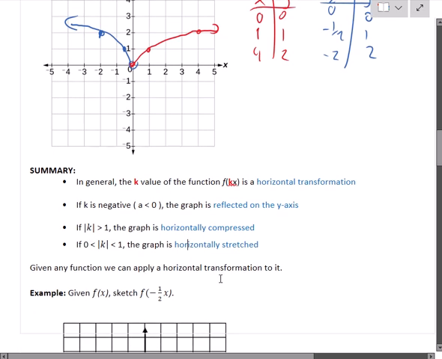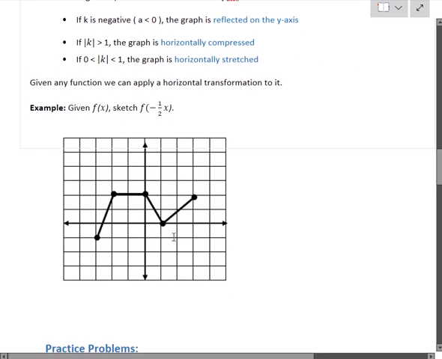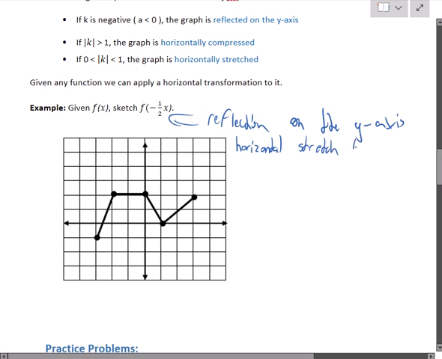So again, given any function, we can apply a horizontal transformation to it. So using a similar function from before, we're going to sketch f of negative a half of x. We have to look at this, and it's negative a half. This is horizontal, so it does the opposite here. So where you might think this is a compression, it's actually a stretch by a factor of 2. So here, this is a reflection on the y-axis. It's negative. And it's a horizontal stretch by a factor of 2.